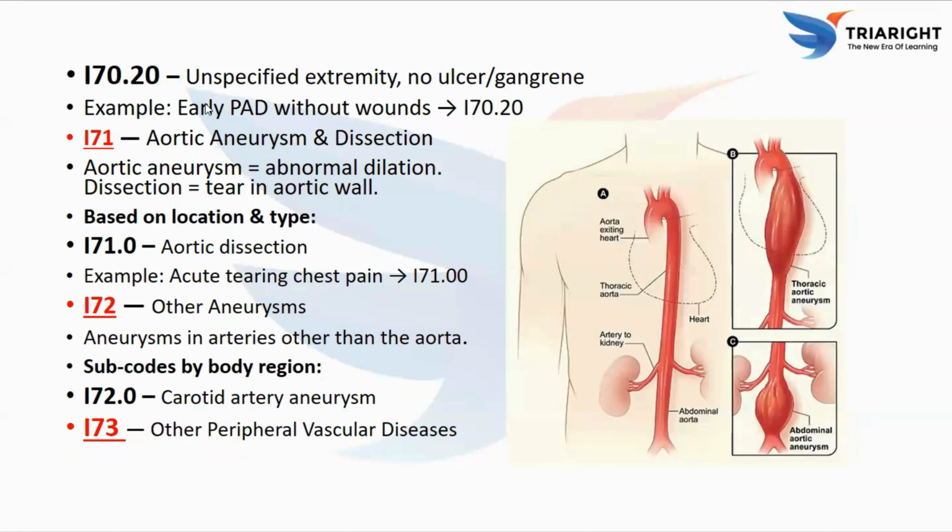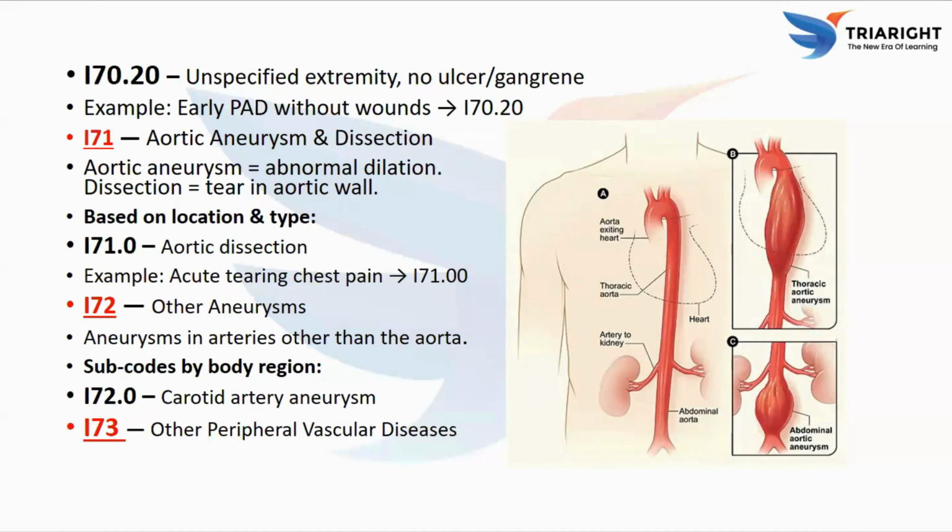So I70.20 is a subcode indicating PAD without ulcer or gangrene. It is nothing but peripheral arterial disease of unspecified extremity, with no ulcer and no gangrene. What is the example? Early PAD with leg pain on walking. It is claudication, but there are no wounds. So you have to assign the code I70.20.